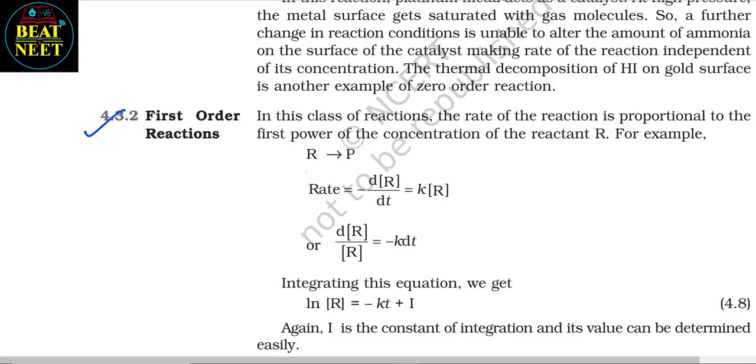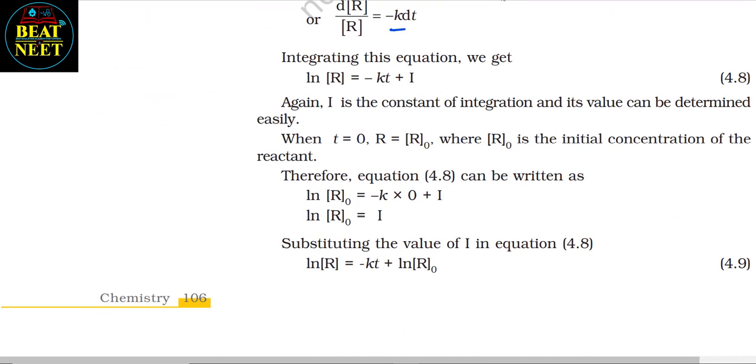Rate is equal to minus dR upon dt is equal to kR, or dR upon R is equal to minus k dt. Integrating this equation, we get ln R is equal to minus kt plus I. Again, I is the constant of integration and its value can be determined easily.